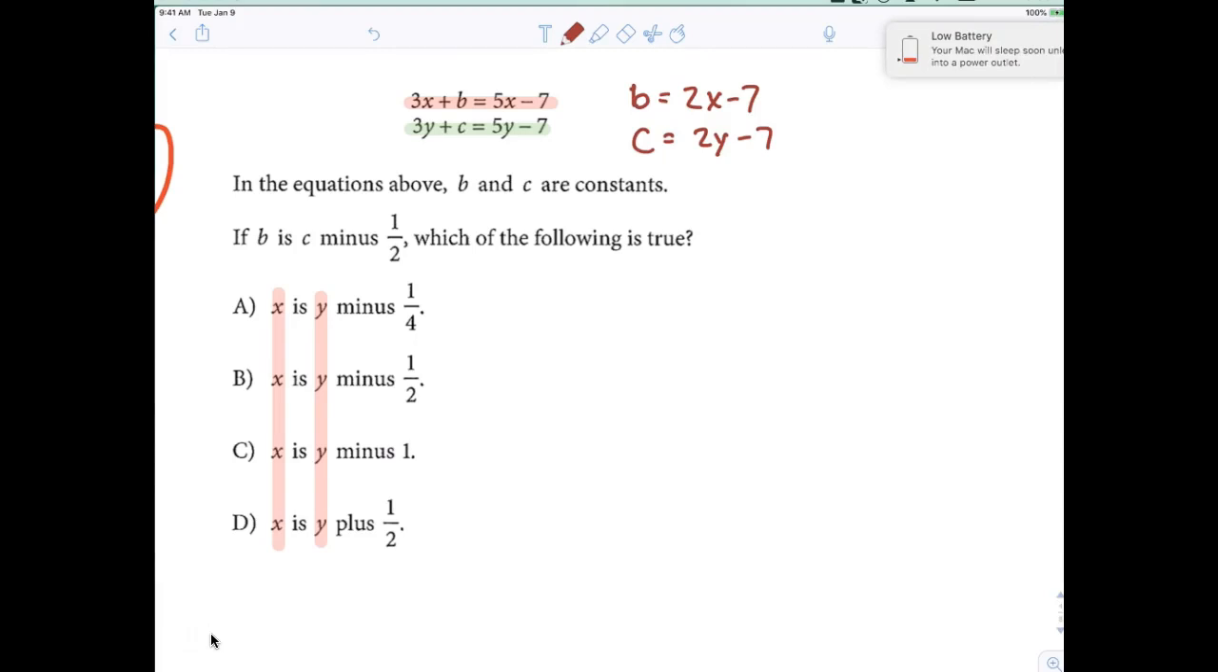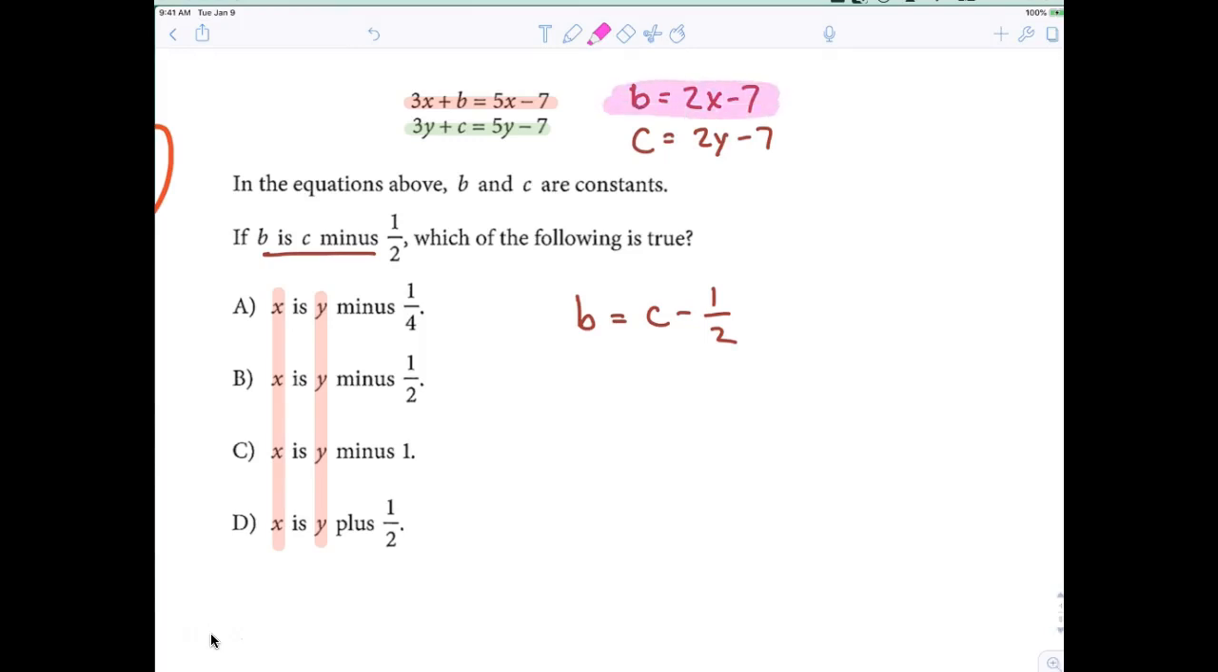Now, the next thing they're talking about here is that b is c minus 1/2. Everybody has to see that. Any questions with that so far? Now that you have that, that's when you're supposed to look at the answers. You're supposed to see, well, I have b's and c's, but in my answer, there are no b's and c's. And so if there are no b's and c's, I have to get rid of the b and the c. That's exactly correct.